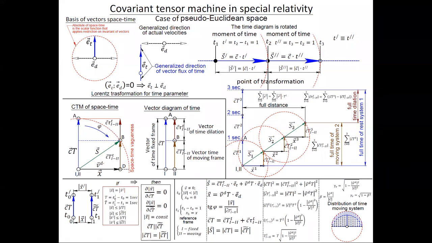Now I explain how CTM lives in spacetime. In this case, I have one dimension of space and a time dimension.